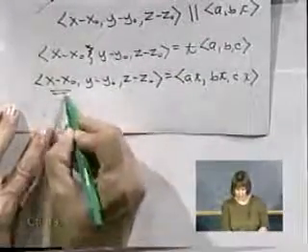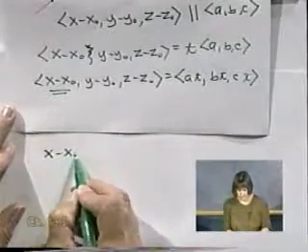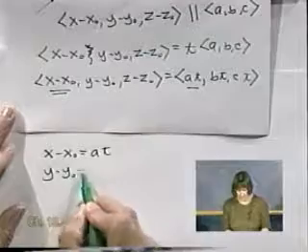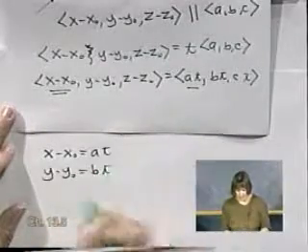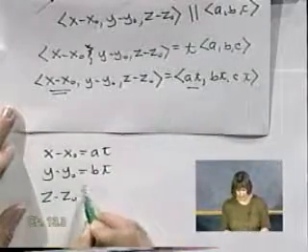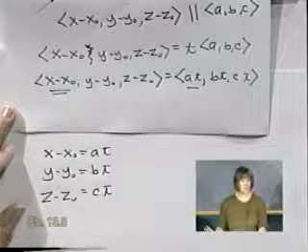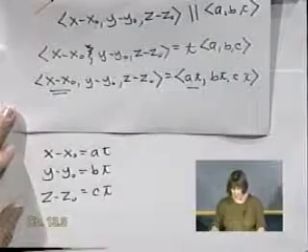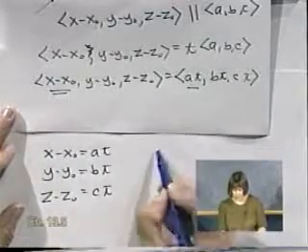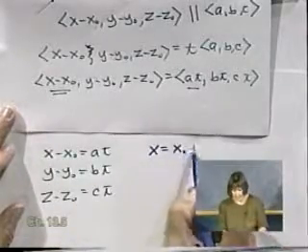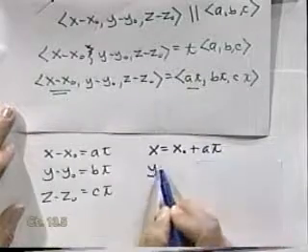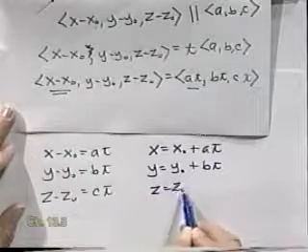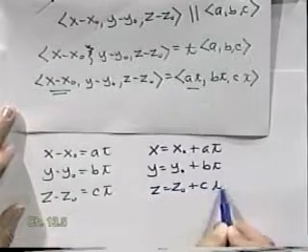Therefore, x minus x naught must equal a times t. Y minus y naught must equal b times t. And z minus z naught must equal c times t. Okay? Or, if I want to solve for x, I could say x equals x naught plus at, y equals y naught plus bt, and z equals z naught plus c times t.